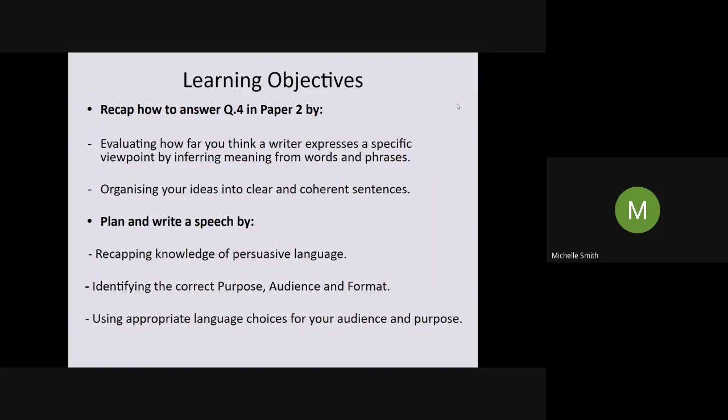The reason I've chosen speech is because the text that we are reading today about Chernobyl is a speech. So I thought it might be helpful for you to practice writing a speech when you just looked at a speech. Before we do that, we're going to be recapping some of your persuasive language knowledge, identifying the correct audience and purpose, and also using appropriate language choices for that audience and purpose. So let's just focus on this first bit to start with, though, recapping question 4 in paper 2.